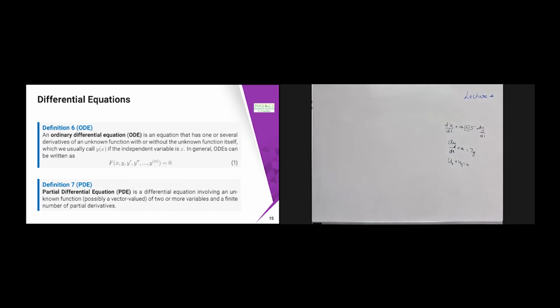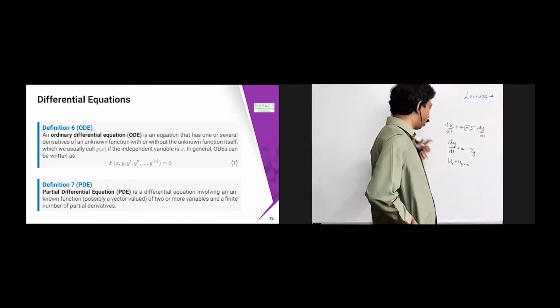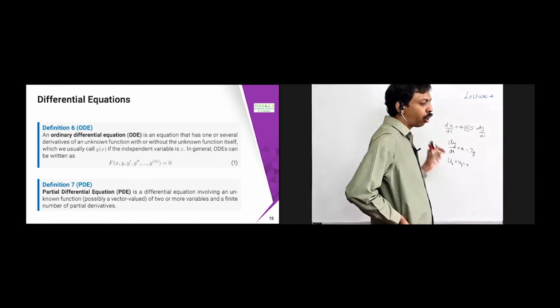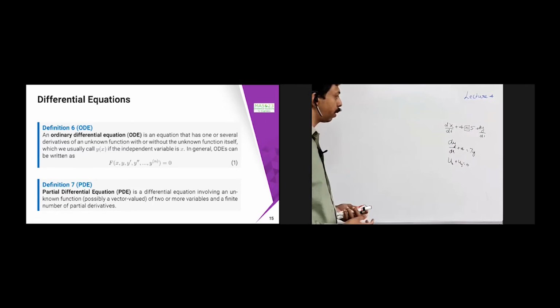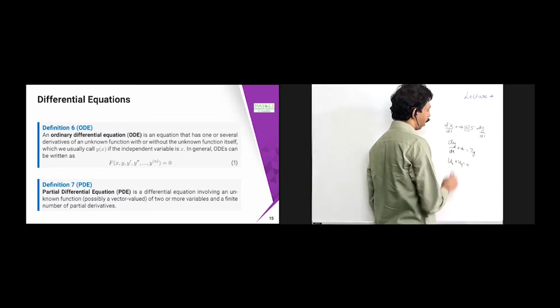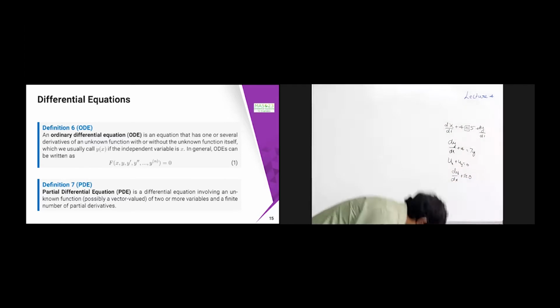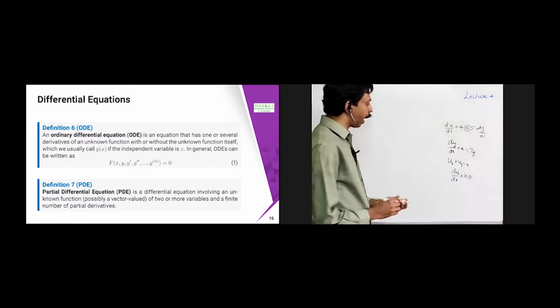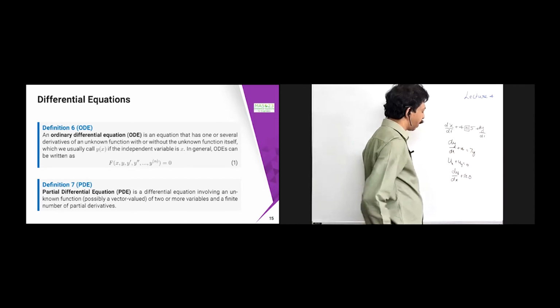An ordinary differential equation is an equation that has one or several derivatives of an unknown function, with or without the unknown function. With or without the unknown function means, for example, if I consider dy by dx plus 5 equal to 0, this is involving the derivative without y. y is not involved over there. So dy by dx plus 5 equal to 0.